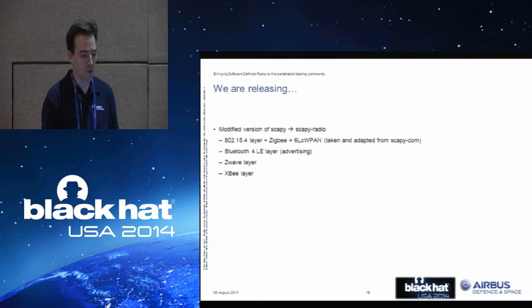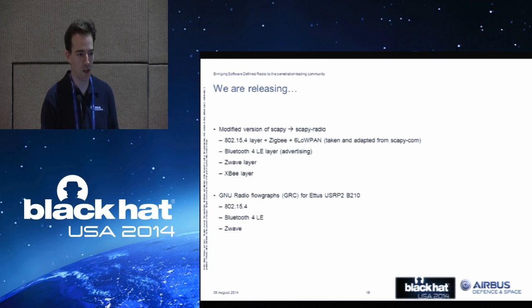What are we releasing? We're releasing the modified version of scapy, scapy-radio, with all the protocols we have developed and tested on concrete equipment, and the corresponding GNU Radio flow graphs for the ETUS board we have, and for USRP2. Just be careful: if you want to modify the GRC files to work with, for example, the AirSpy or the BladeRF, all you have to do is run GNU Radio Companion, open them, and change the UHD sink and source blocks, which deal with the USRP, with gr-osmosdr blocks, which can deal with a lot of other devices. So it's as simple as changing two blocks.